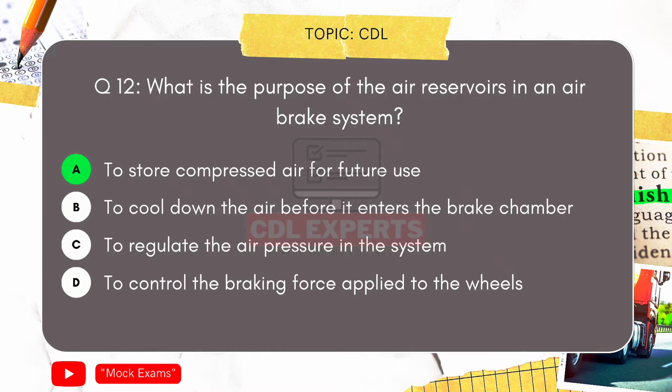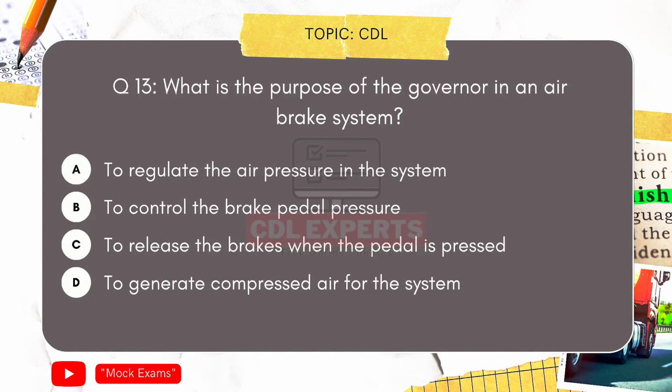The correct answer is to store compressed air for future use. What is the purpose of the governor in an air brake system? To regulate the air pressure in the system, to control the brake pedal's pressure, to release the brakes when the pedal is pressed, to generate compressed air for the system. The correct answer is to regulate the air pressure in the system.